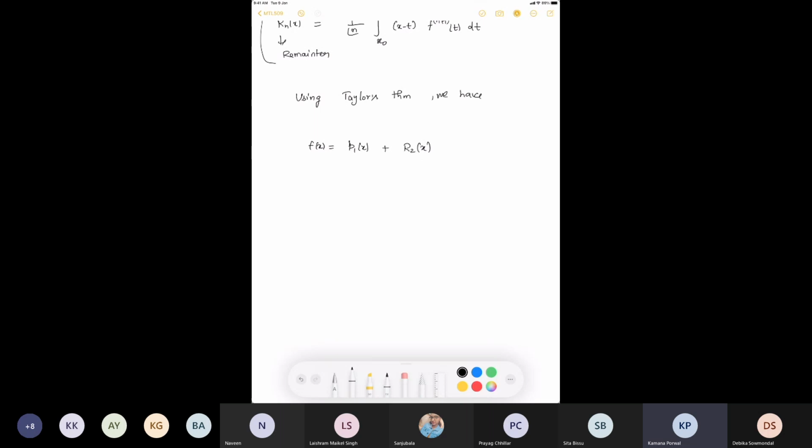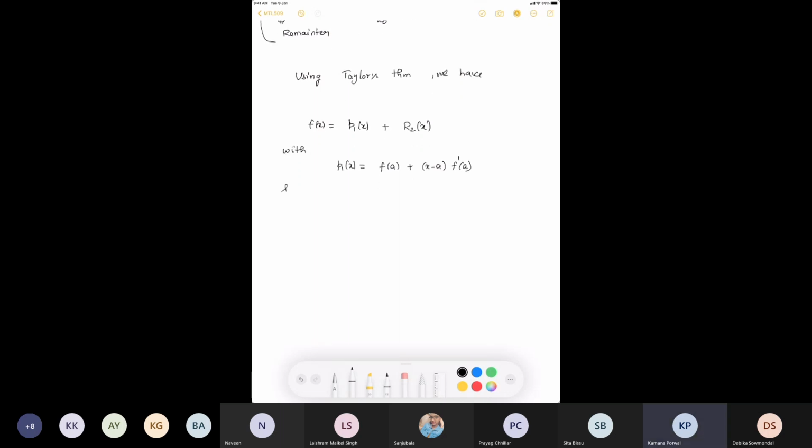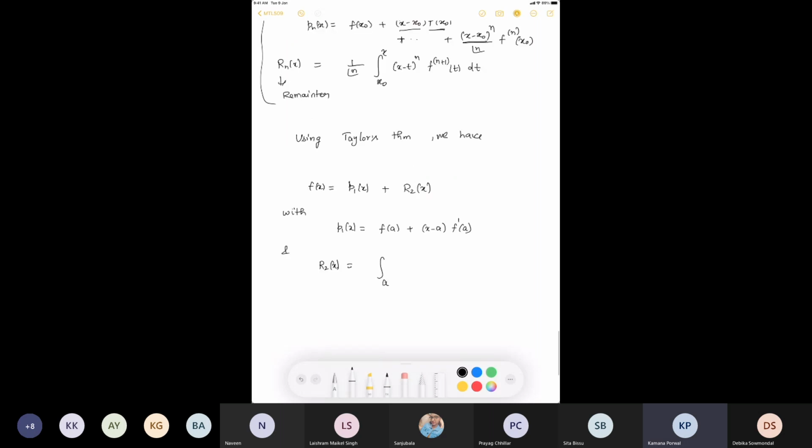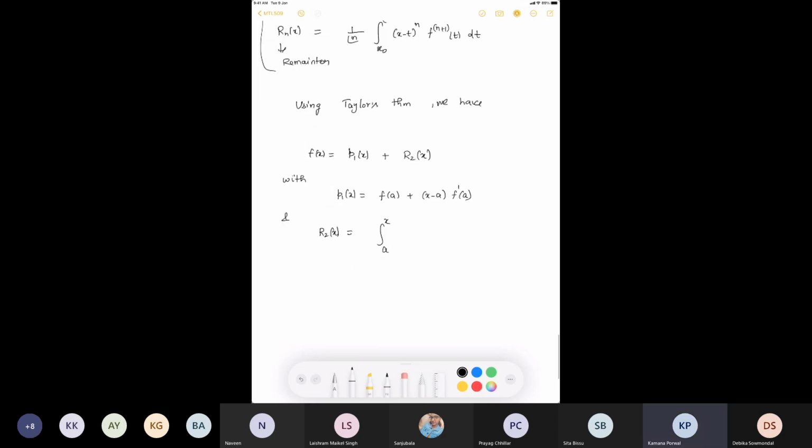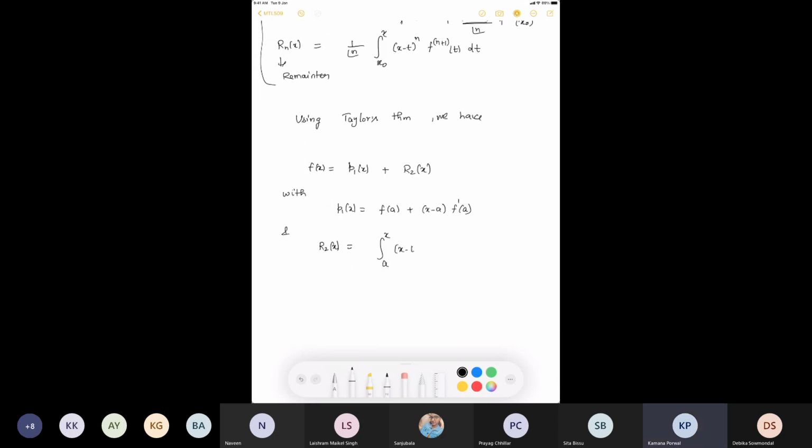Okay, so I'm taking the expansion in the neighborhood of a, where this P1(x) is going to be f evaluated at a plus (x minus a) times the derivative of f at a. Okay, and R2, which is a remainder term, is going to be the integral from a to x of (x minus t) f double prime of t dt. Okay, so we have this information.